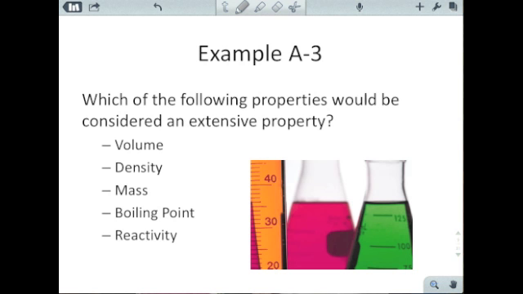Okay, it says which of the following properties would be considered an extensive property. Make sure we look back at our list and we find the answer for this one.